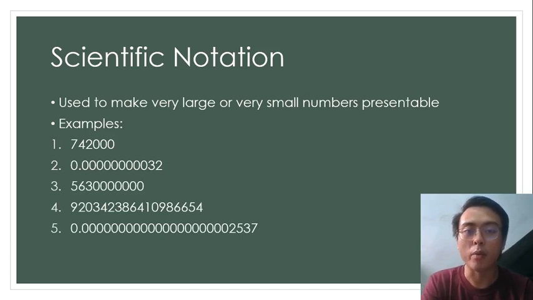Numbers one, three, and four are very large numbers. The way we make them presentable is we move the decimal place to the left until we only have one remaining digit on the left of the decimal place. For very small numbers, we move the decimal place to the right, and the purpose of that is for us to remove the zeros. This is the same concept as we use in the SI prefixes.